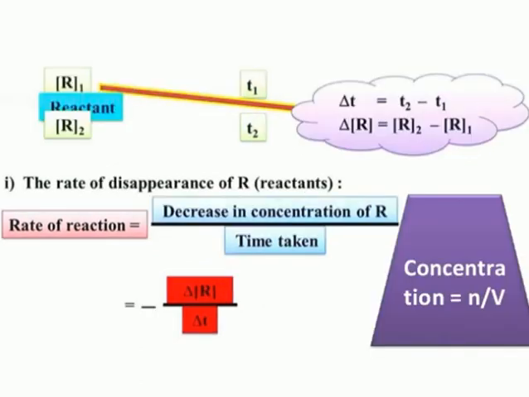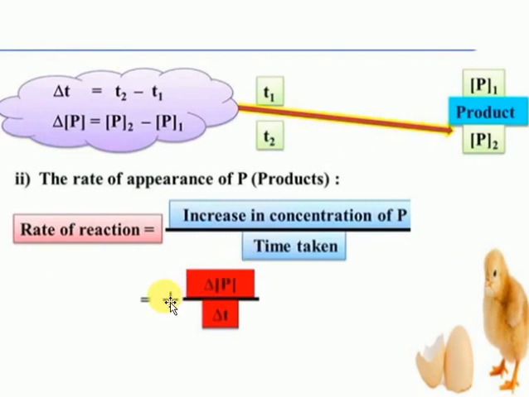So far I have measured the rate with respect to the reactant only. I also want to measure the rate with respect to the product. With respect to product, the product concentration increases, so it is a plus value. As time goes on, the concentration of product increases. So the change in product, delta P, is P2 minus P1, and the change in time is T2 minus T1. So the rate of reaction is equal to the increase in the concentration of product by time, delta P by delta T.